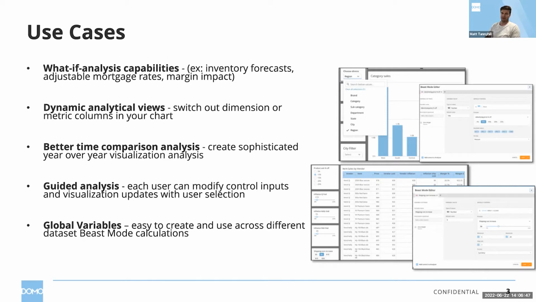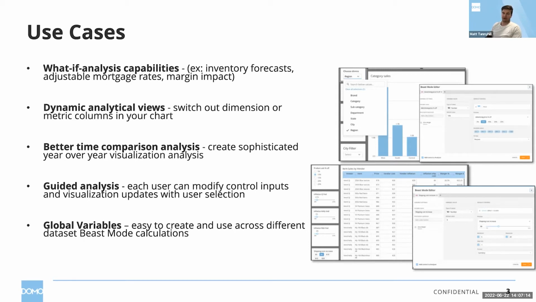And then dynamic analytical views. So being able to switch out dimensions or metric columns in your chart. You can have just one visualization and a couple of different controls, like in this example here, where you can swap out from region to brand to category and have one or multiple charts update to reflect that new dimension or metric.